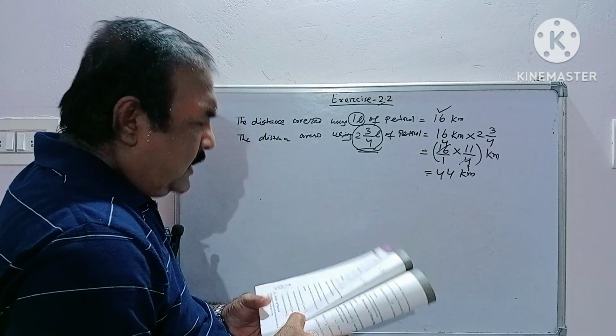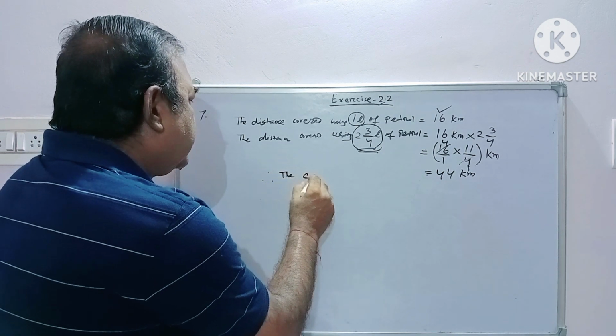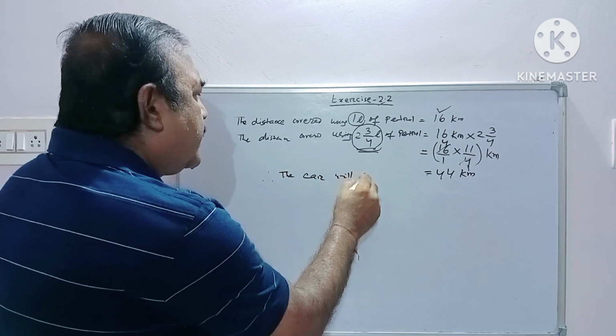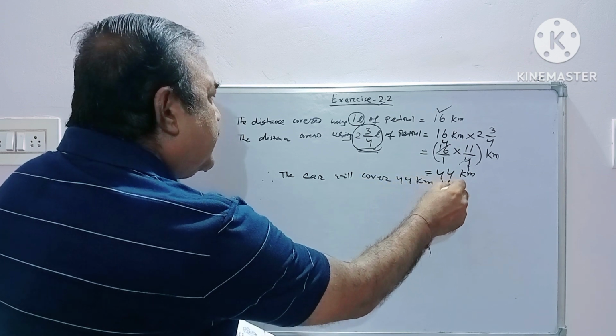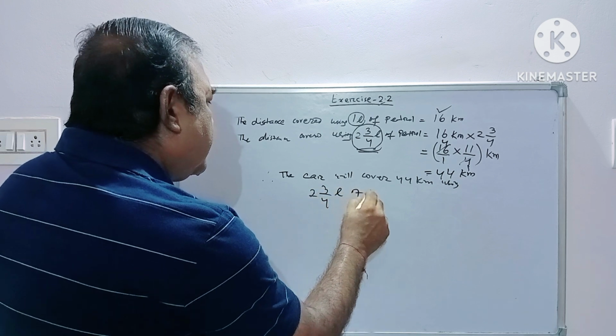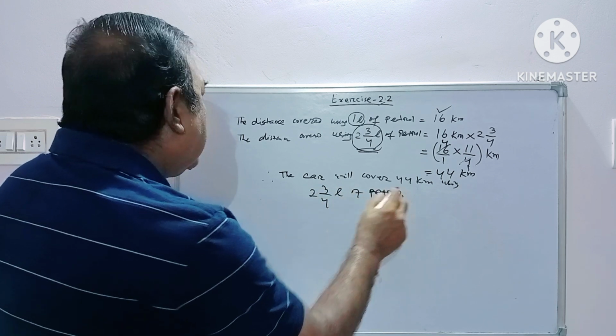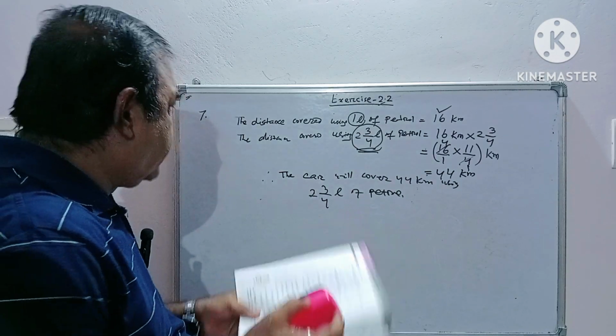So how much distance will it cover? Therefore, the car will cover 44 kilometer using 2 whole number and 3 upon 4 liter of petrol. So you will do like this. So the last question, question number 8.